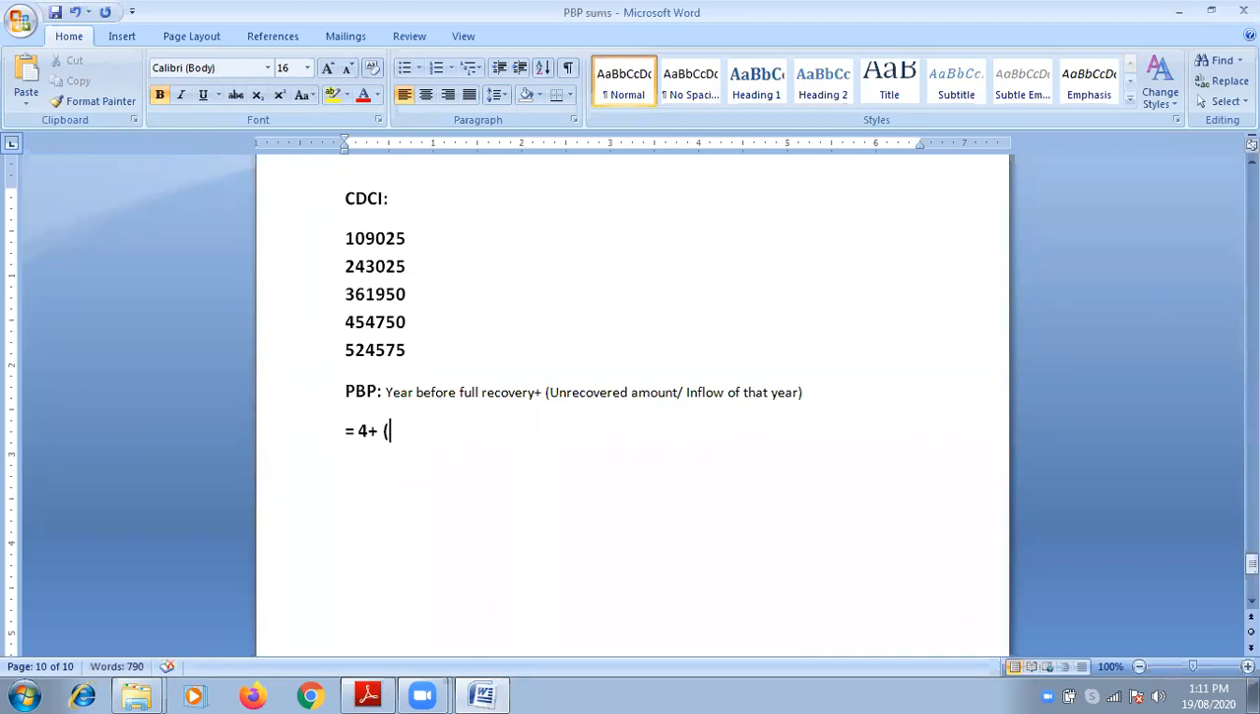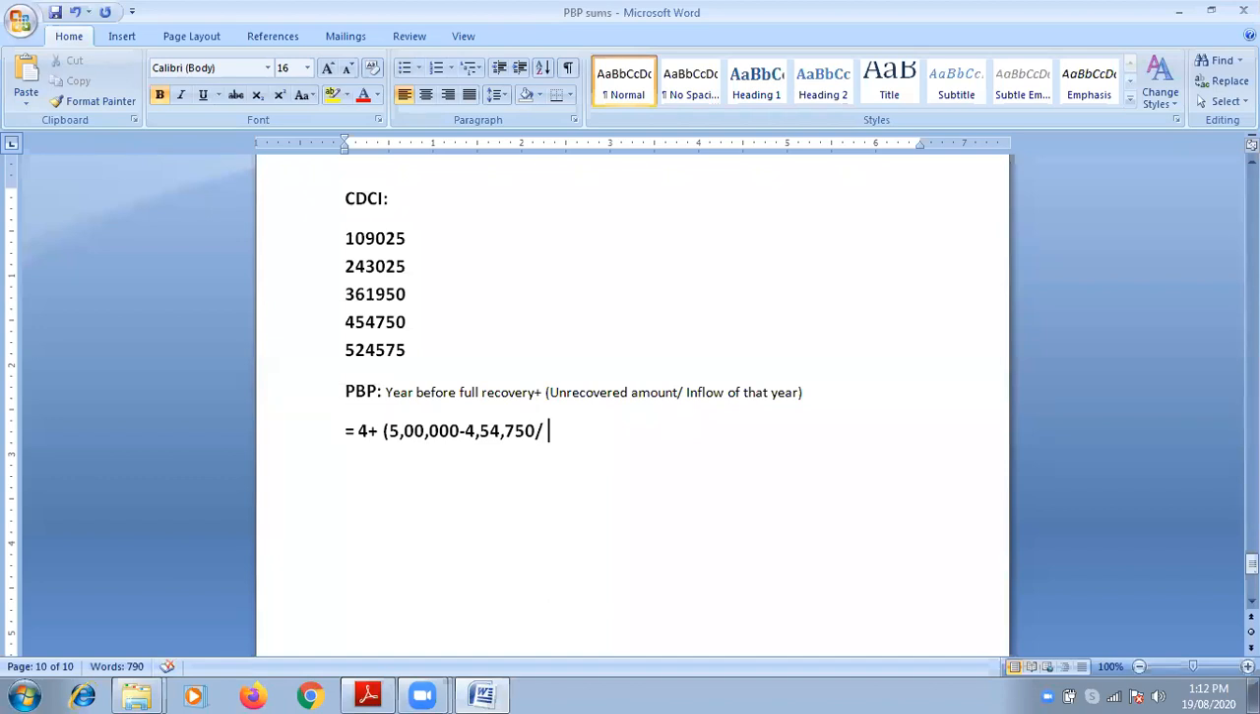In the fourth year, you could recover 4,54,750. But you should have recovered 5 lakhs. So 5 lakhs minus 4 lakhs 54,750, the amount of the fourth year. Okay. Divided by inflow of that year.